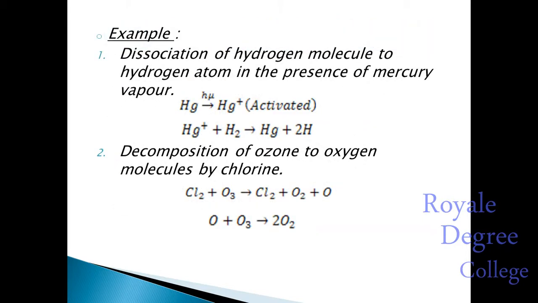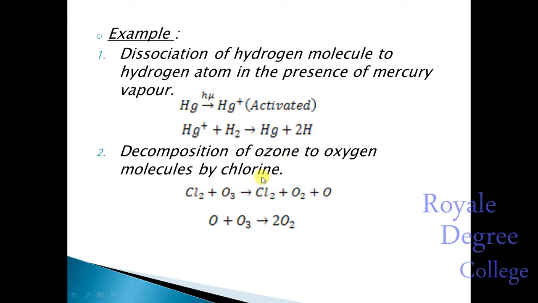The first one is the dissociation of hydrogen molecule to hydrogen atoms in the presence of mercury vapors. See here the reaction. We are taking mercury. Mercury vapors absorb the radiation, and as a result it becomes activated, and we get Hg*, that is the activated form of mercury. Then the activated mercury is made to react with hydrogen, and we get mercury plus 2 hydrogen atoms.